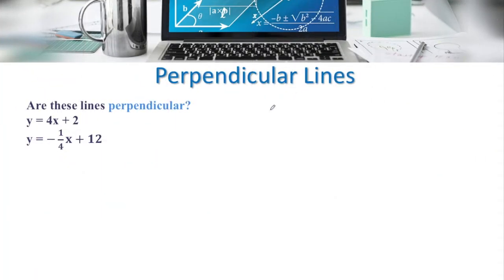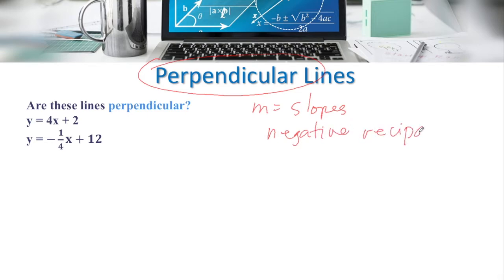This time, we will identify if these two equations are perpendicular. Remember that for perpendicular lines, their slopes are negative reciprocal. So, in this problem, we will just compare the slope of the first equation, and the slope is 4. And how about this? The slope is negative 1/4.